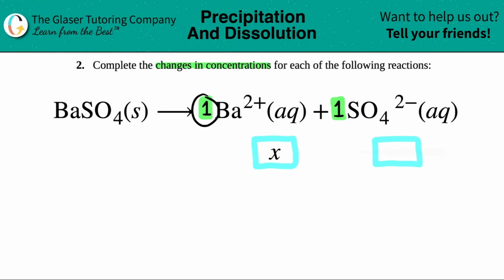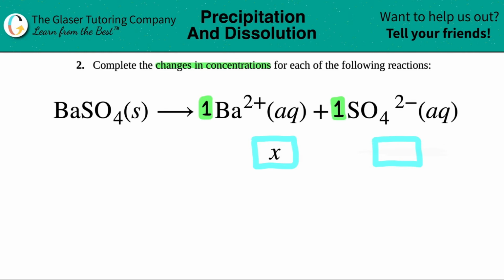This is the same ratio. It's a 1-to-1, which means that whatever happens to barium, the same thing is going to happen to the sulfate. Now, if we drop this 1 down here, this technically would be 1x. But if we just have a 1x, we don't really write the 1. That's why they only gave it to you in terms of x. And just like we said, whatever's going on with barium has to happen to sulfate because it's a 1-to-1.